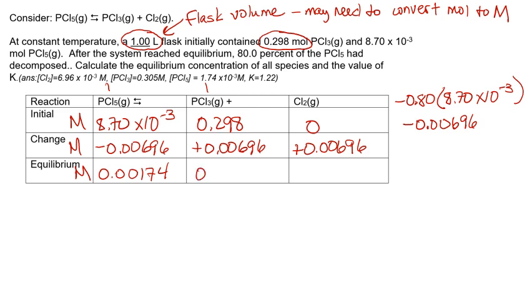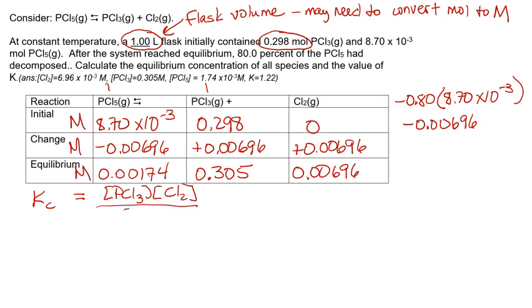The final amount of the phosphorus trichloride is 0.305. And then we have 0.00696 molar of the chlorine. We're ready to plug in to Kc, so let's write our expression for Kc. Kc is going to be the PCl3 times the concentration of the chlorine over the concentration of the PCl5.